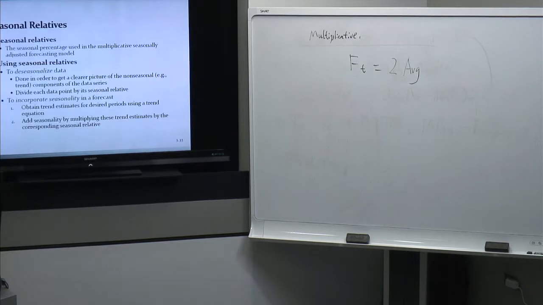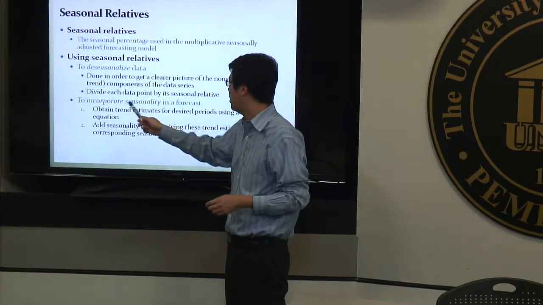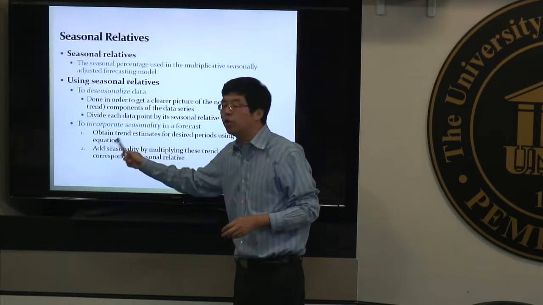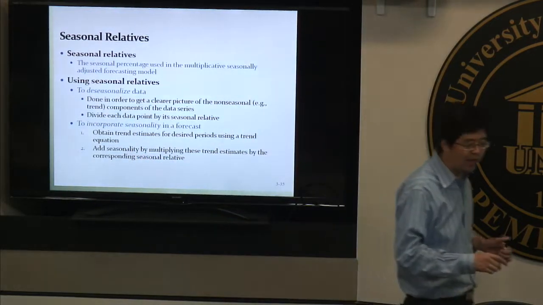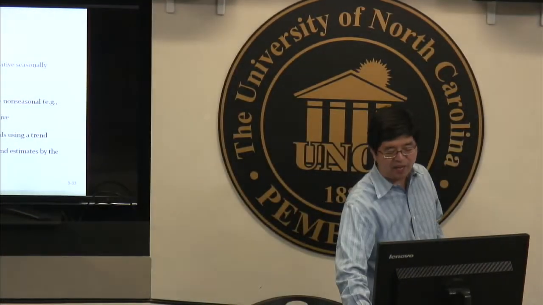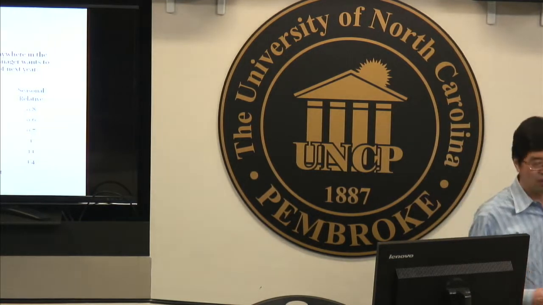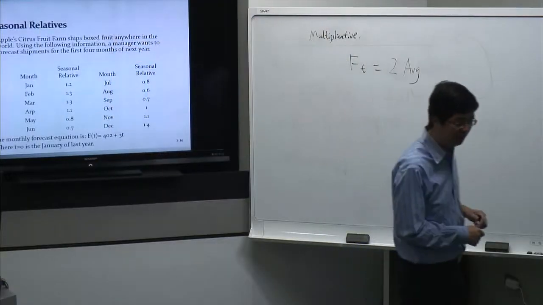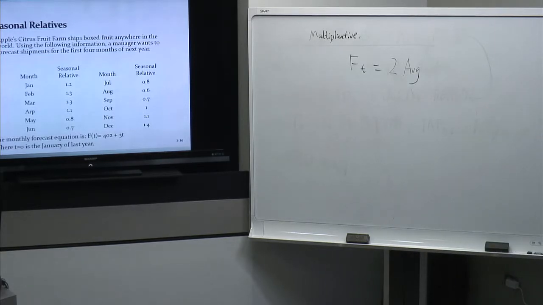So if you have slides for this example, you don't need to de-seasonalize the data. So the first step, we don't need to do that. For this example, you just use the second step, incorporate seasonality in the forecast. You already have this trend equation, right? You just plug them in, and then you multiply by the seasonal relative, which will give you the forecast. Take your time.